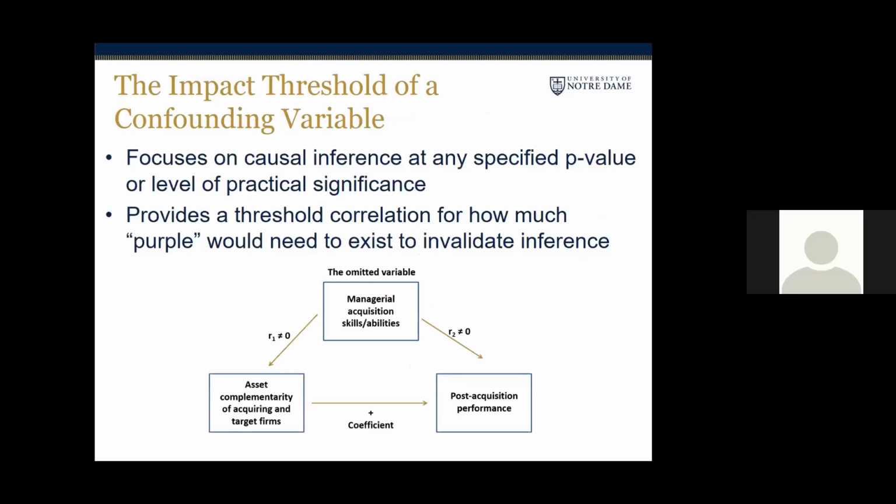And so what it essentially does is, if you kind of look, I'm bringing back that graphic there on the bottom of the slide, it essentially says, what would the correlation with R1, the correlation represented by R1 or rho 1 and rho 2, what values do those have to possess in order to have produced a significant relationship owing to managerial acquisition skills or capabilities is kind of the purpose. And it gives you one value, and that value represents rho 1 times rho 2, and then you take the square root of that. And that would be the ITCV threshold.